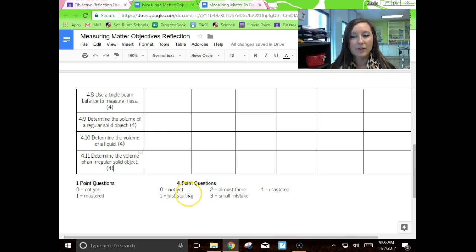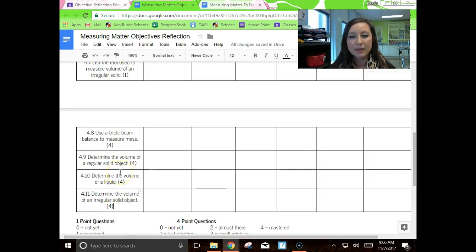If they get 0, that just means they are not there yet. With 1, they might have been able to show me just the start of a thought process and how to correctly find the volume of an irregular solid object. A 2 means they're progressing a little farther, but there are still some major issues with their problem. A 3 out of 4 would be that they just made one small mistake. Maybe they forgot their units, or put the incorrect units on there, or didn't show their formula work correctly. And a 4 would be that they've mastered it, so they have that problem solved perfectly.